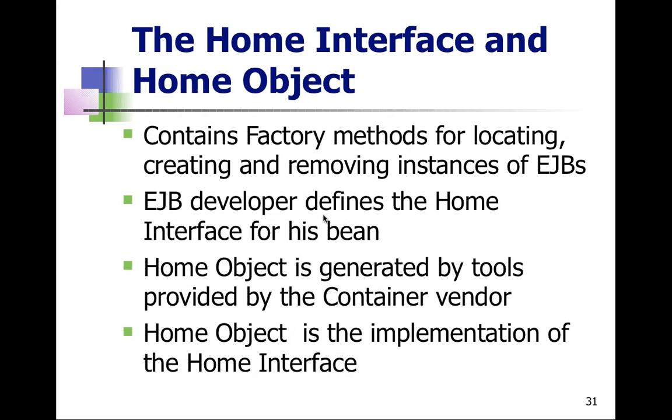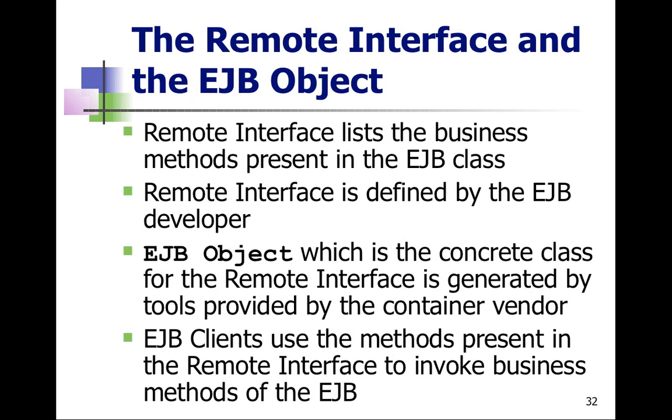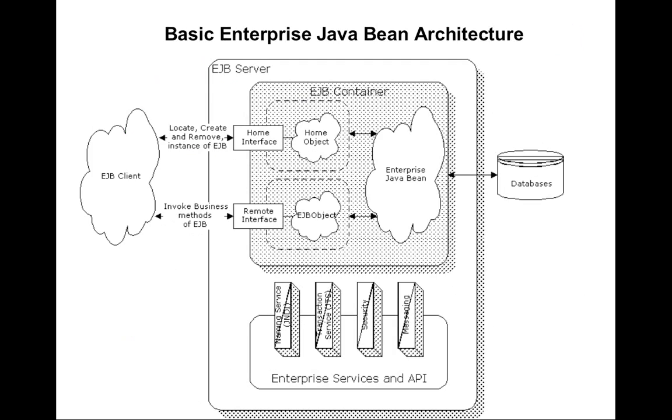The home interface and the home object contain the factory methods for locating, creating, and removing instances of the JavaBeans themselves. The developer defines the home interface for his particular bean. It's just a category of bean, call it that. It's generated by tools provided by the container vendor, and the home object is the implementation of the home interface versus the remote interface. And you're wondering, well, what's the difference between this home object and remote? Well, it depends on the locality of what services it's providing.